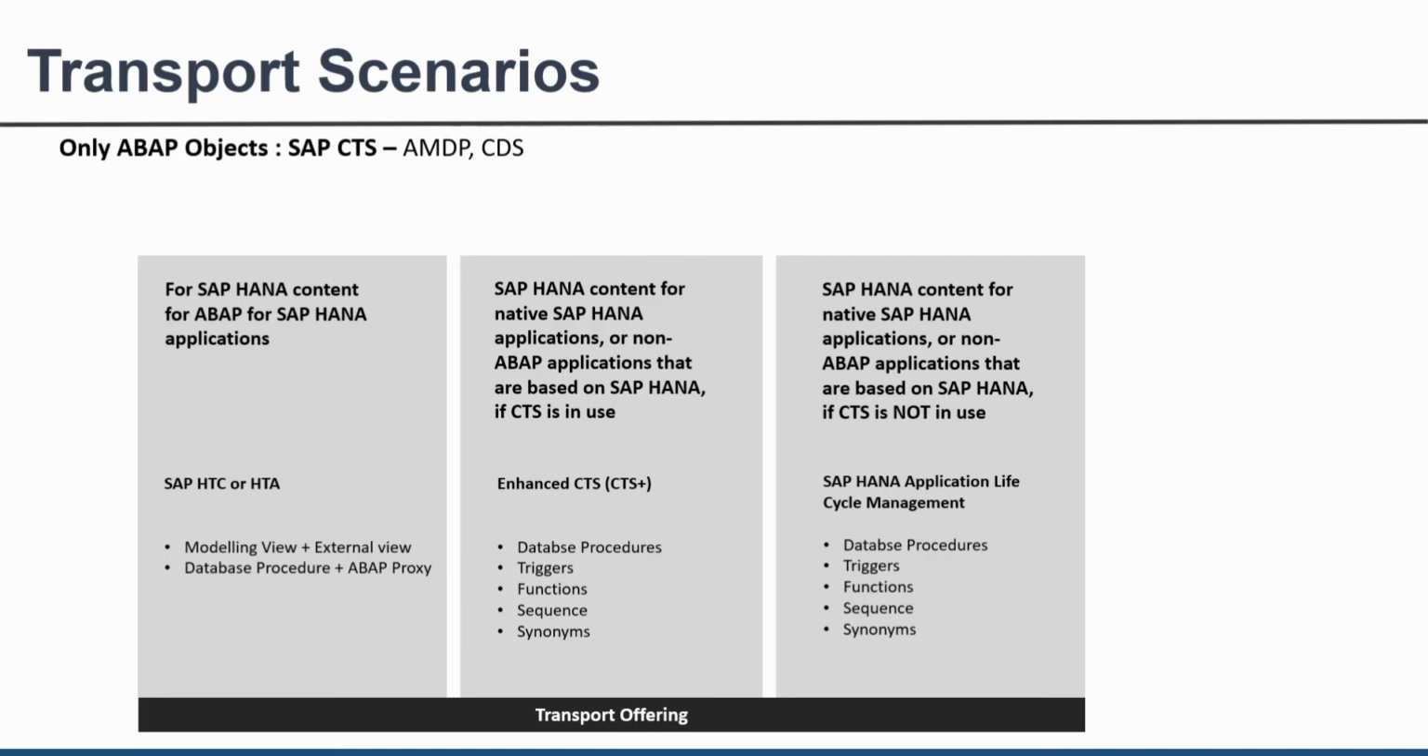In this scenario, there are two options. If in case your landscape already has CTS, then SAP has come up with the advanced version of CTS, that is CTS Plus, which you can use for transporting HANA native objects. However, if your landscape doesn't have CTS already, then another option is you can use SAP HANA Application Lifecycle Management. This is a new tool which SAP has introduced for transport management of HANA objects. So now you will learn details of these tools in the next.